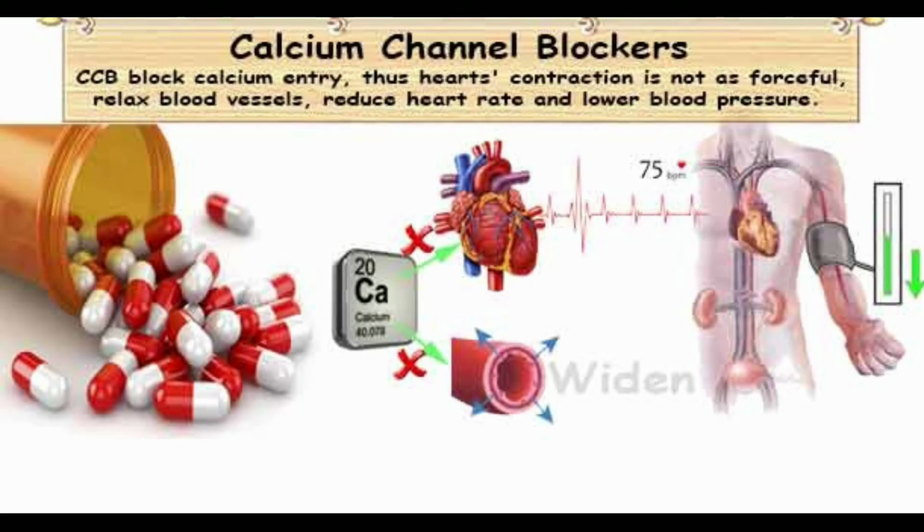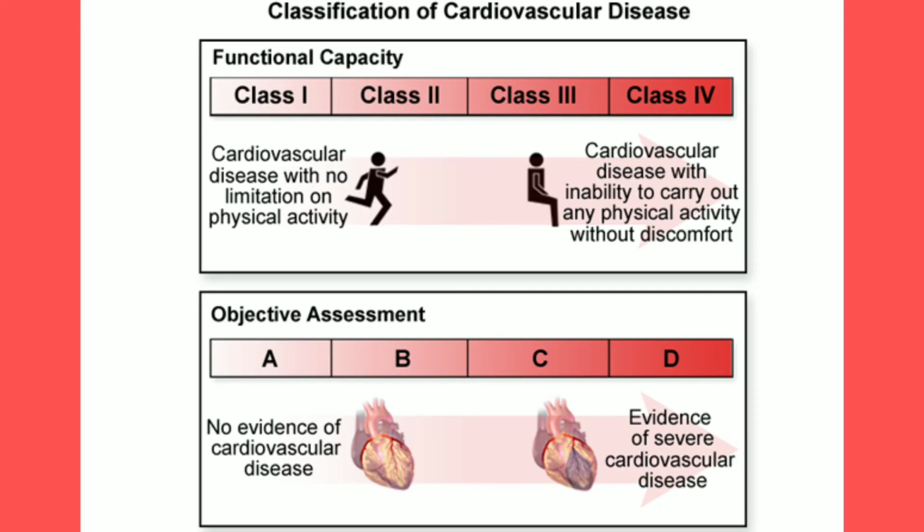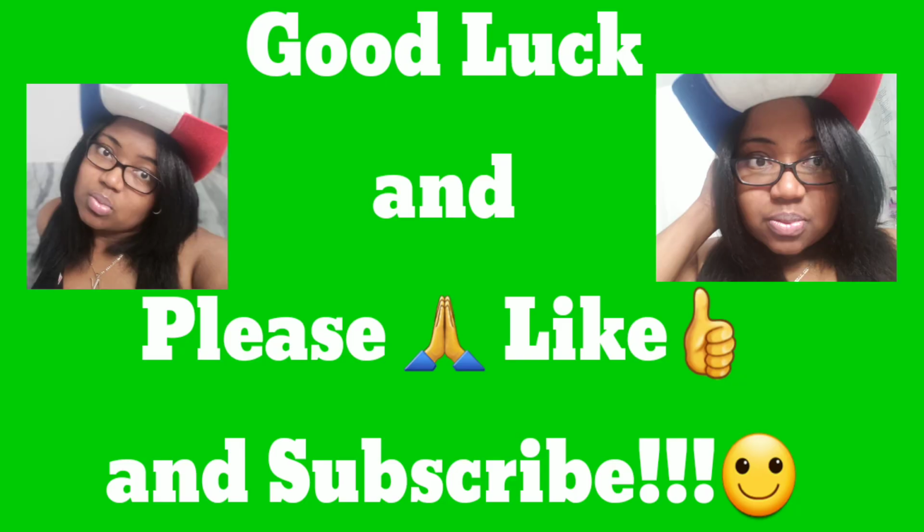Now, if you were taking the NCLEX today and needed to know what calcium channel blockers, also known as CCBs, do: they block calcium entry. Thus, the heart's contraction is not as forceful, it relaxes blood vessels, reduces the heart rate, and lowers the blood pressure. And that's what calcium channel blockers do. And finally, this last table explains the classification of cardiovascular disease to help you with your NCLEX.